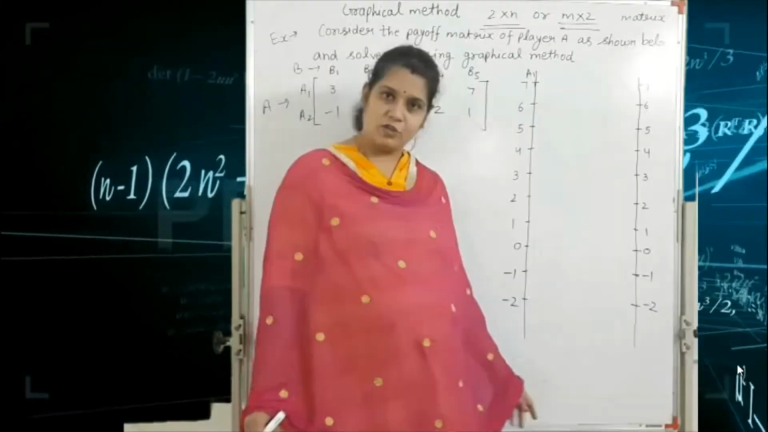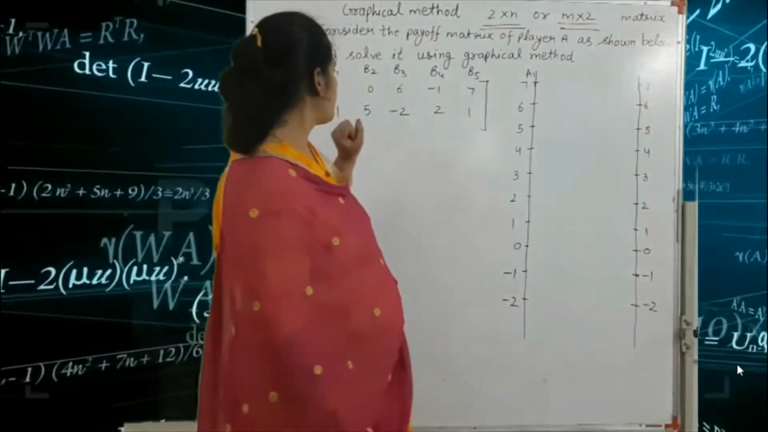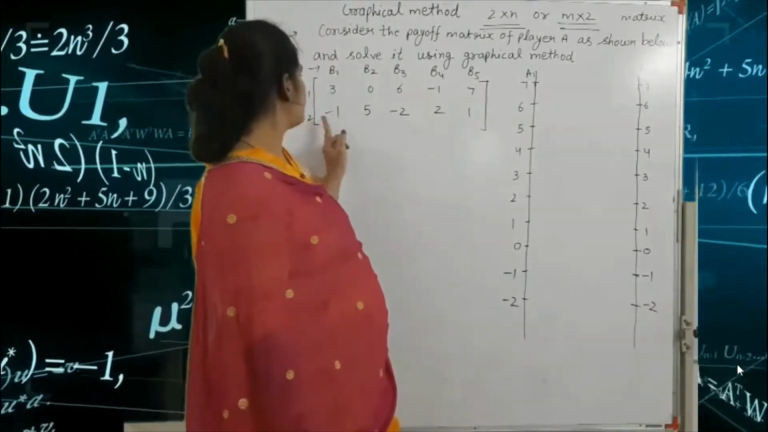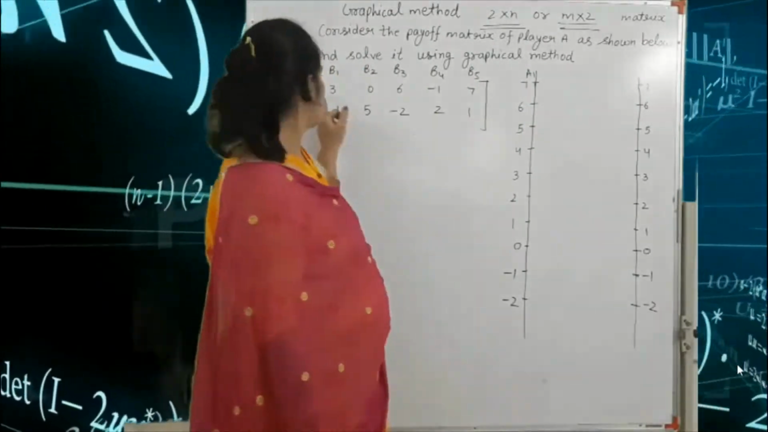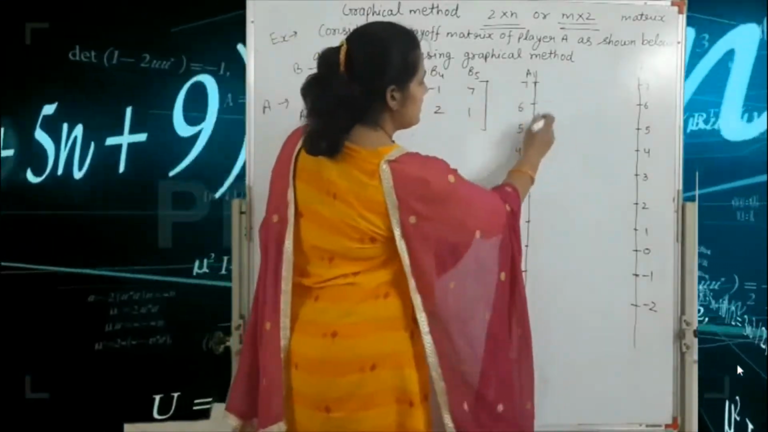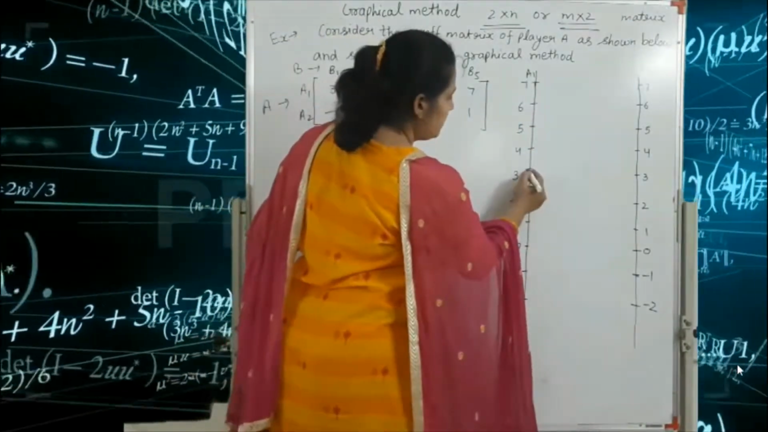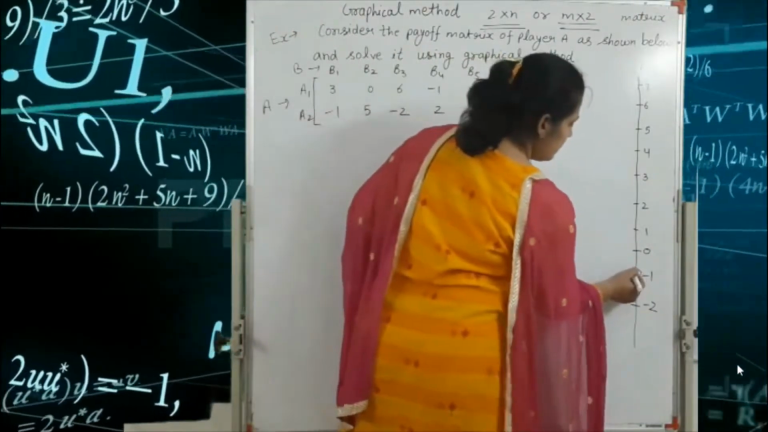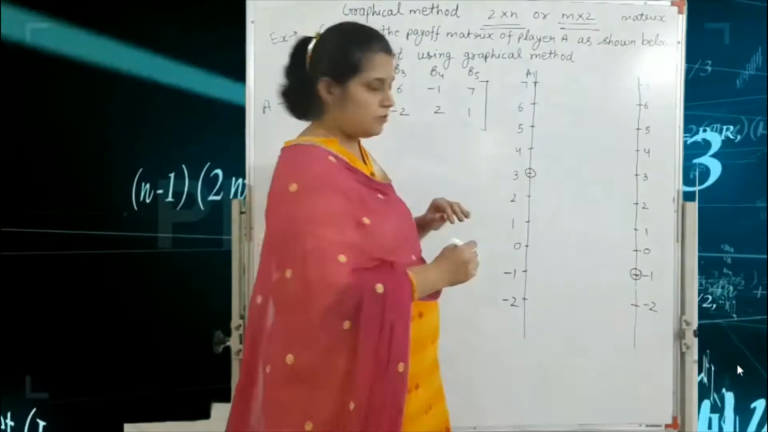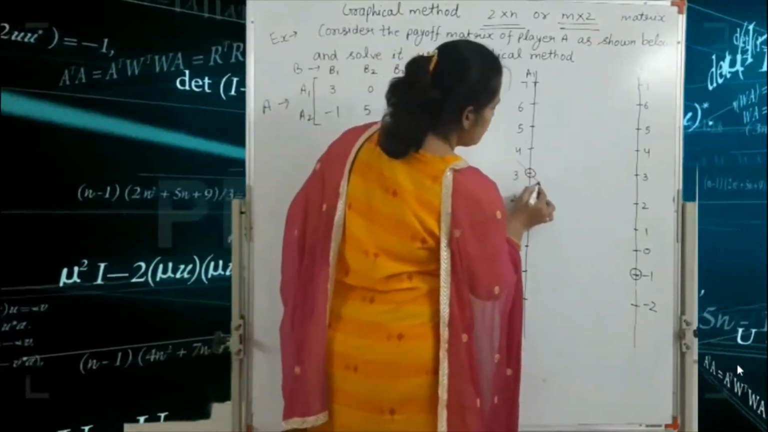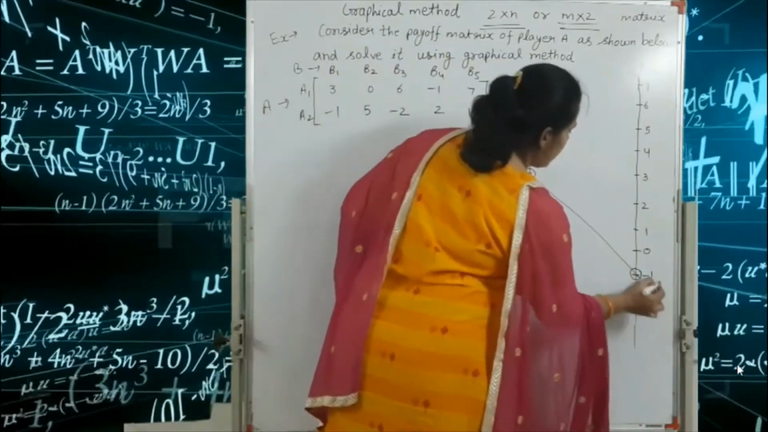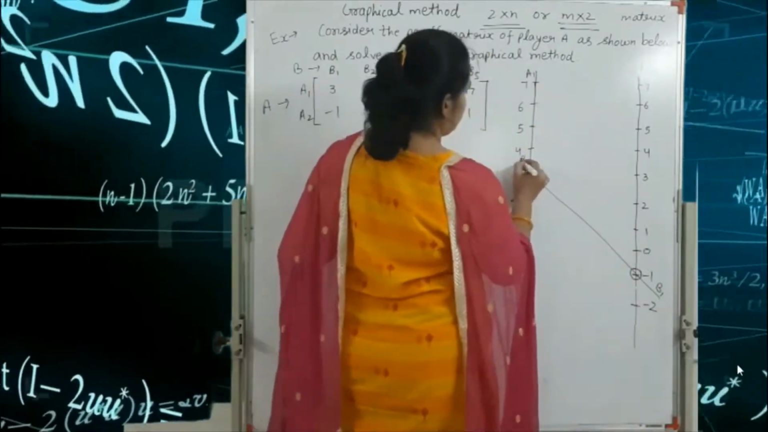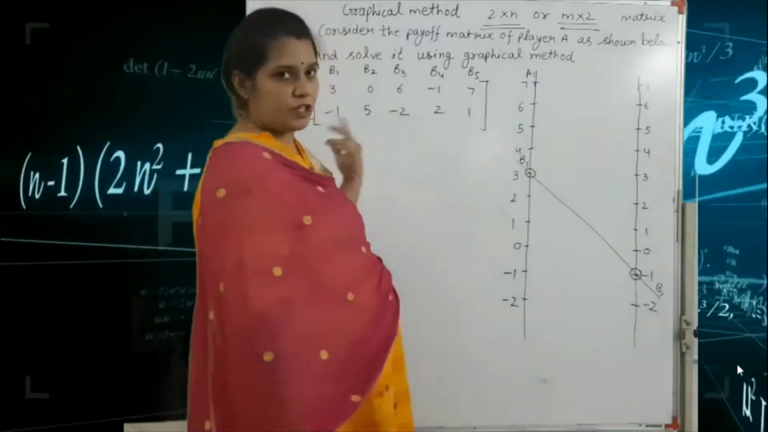After that, first we draw the values for B1: A1 is 3 and A2 is -1. So A1 3 is on the A1 line, and A2 -1 is on the A2 line. We join these two points with a line and write B1. Got it?